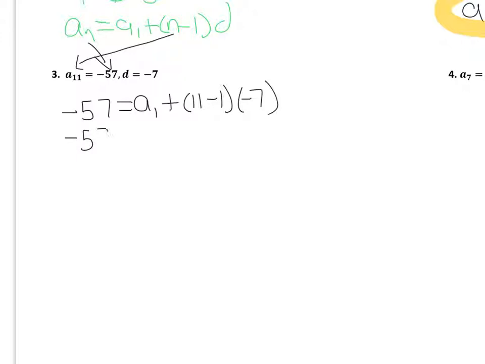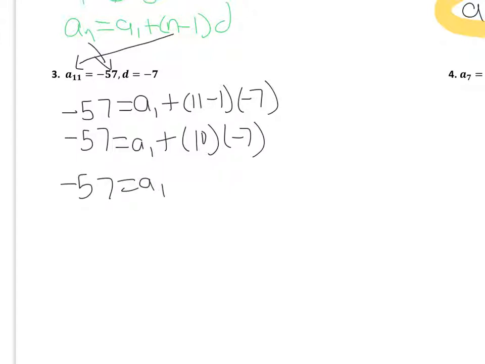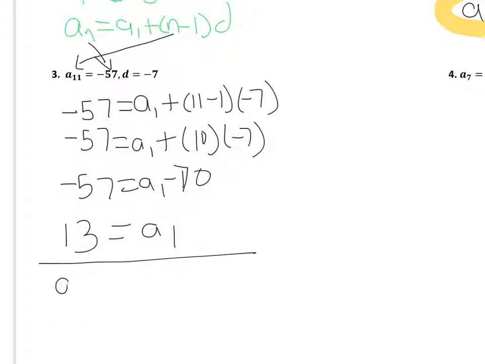So negative 57 equals a sub 1 plus 10 times negative 7. Negative 57 equals a sub 1 minus 70. Add the 70 over, you get a sub 1 equals 13. So then our equation now, a sub n equals 13 plus n minus 1 times the common difference.